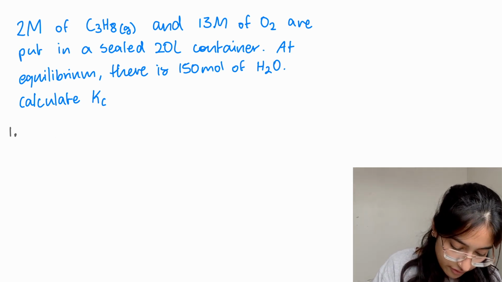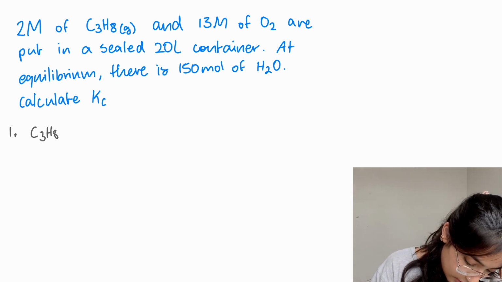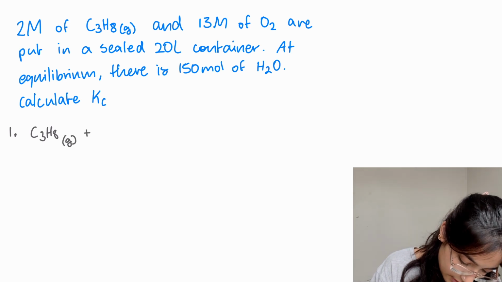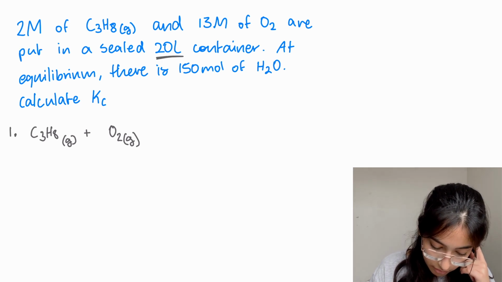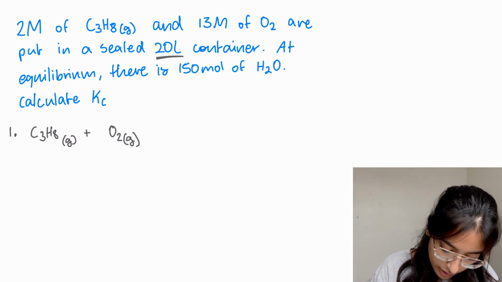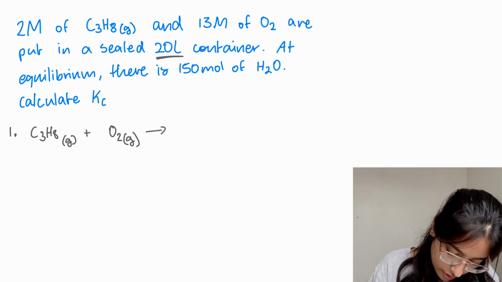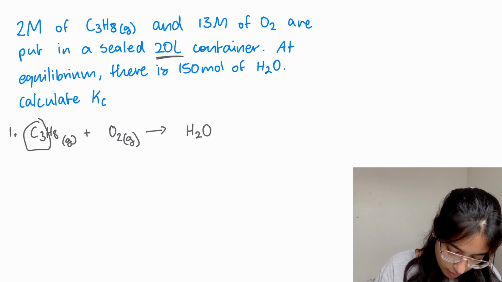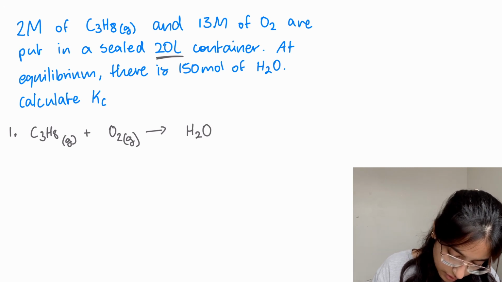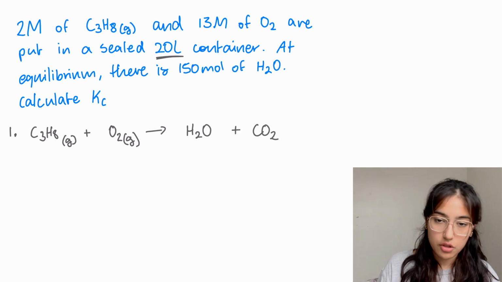So we know we have C3H8, and don't forget my state symbols, plus O2, that's going to be a gas. We know that it's in a 20-liter container. I'm just going to underline that for now, but it'll become relevant in a second. And then we know that at some point it turns into H2O. Okay, and then it should turn into something else as well because we have some C in here. Most likely it will be turning into CO2 because this is a combustion reaction.